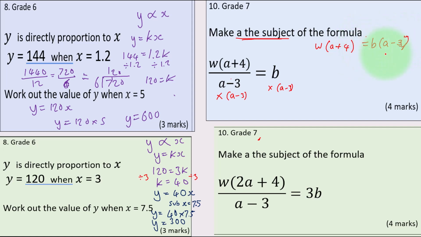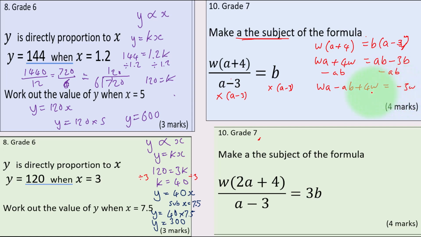Right, so there's still an a on both sides, so we need to multiply out these brackets on both sides. So that's going to be ab minus 3b. Now what we want to do is to get a's all on one side. So I'm showing you we're going to minus ab on both sides. So what happens is we're going to get wa, this ab is going to come over, minus ab plus 4w equals minus 3b.